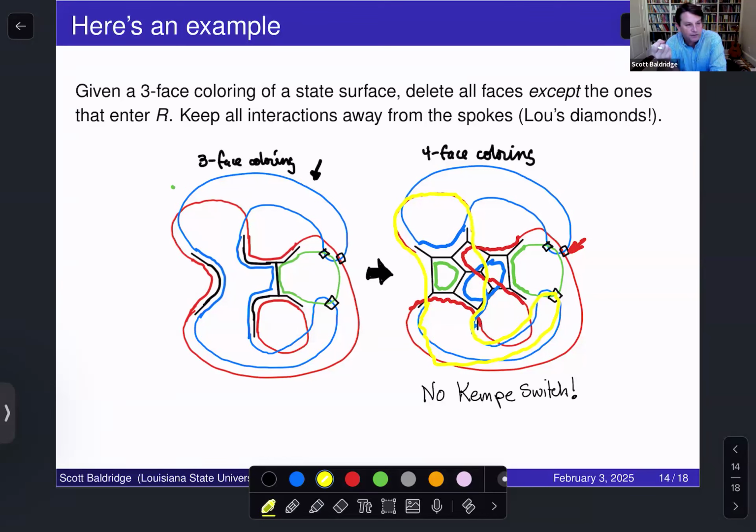So state reducibility says that for every three-face coloring on the reducer, I can get a four-face coloring on the original graph. And as I say right here, no Kempe switches. Now there are Kempe switches. Think about it. There are Kempe switches.